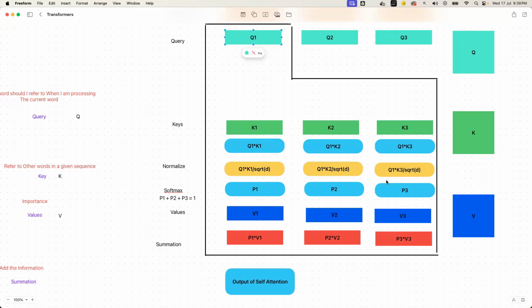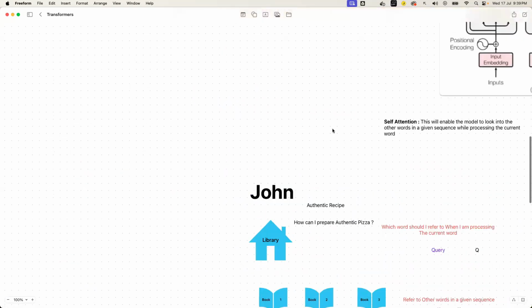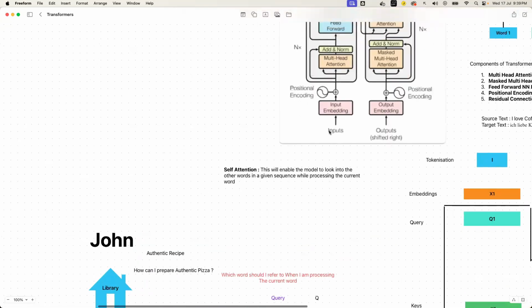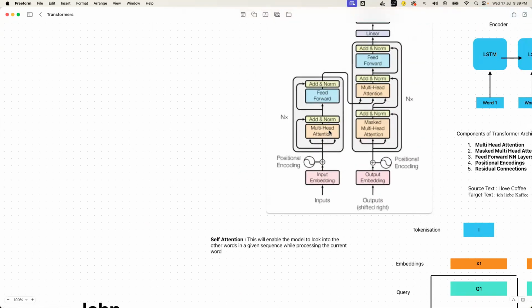So now that this is clear, one thing is pretty clear to you: how exactly the self-attention is going to work. This is called self-attention. So we have the self-attention, which is part of this multi-head attention. Now the question is, what is multi-head attention? Multi-head attention is nothing but, just like you have seen one self-attention layer, I'll have multiple self-attention layers.